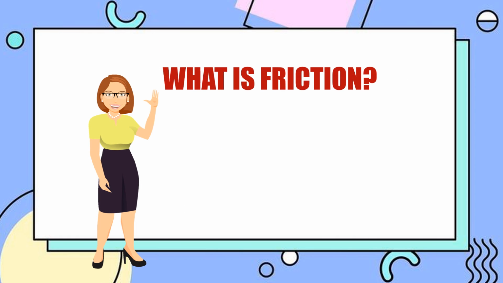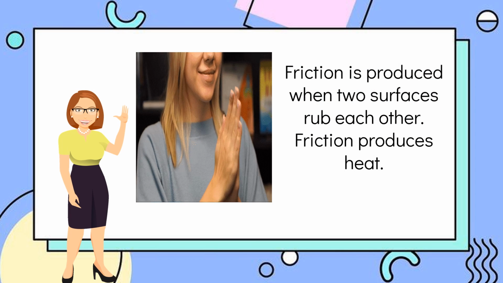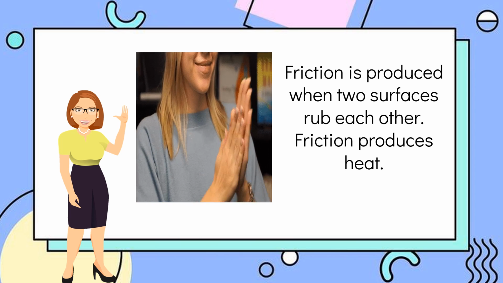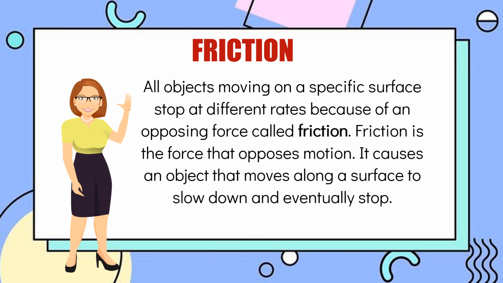So, what is friction? Friction is a force that opposes motion and acts in a direction opposite to the motion of the moving object. Friction is produced when two surfaces rub each other. Friction produces heat. All objects moving on a specific surface stop at different rates because of an opposing force called friction. Friction is the force that opposes motion. It causes an object that moves along a surface to slow down and eventually stop.